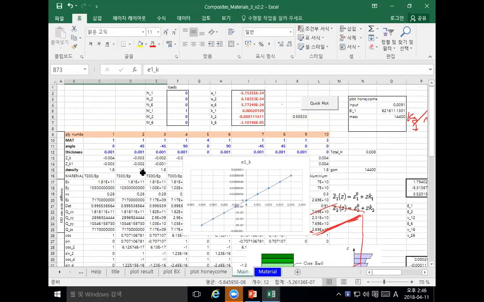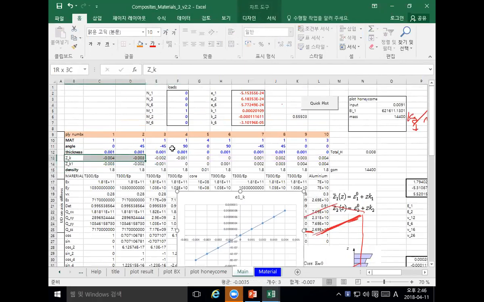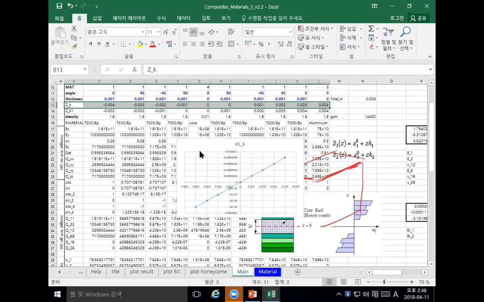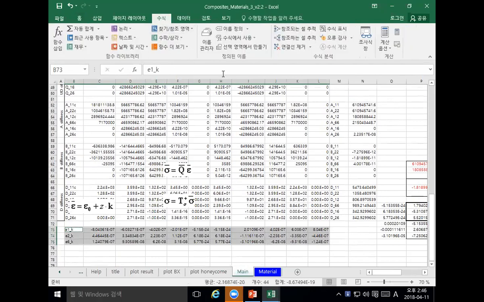Let's plot them all. How do we plot them all? Along this Z, and we select them all. I push the control key here. And plot them.